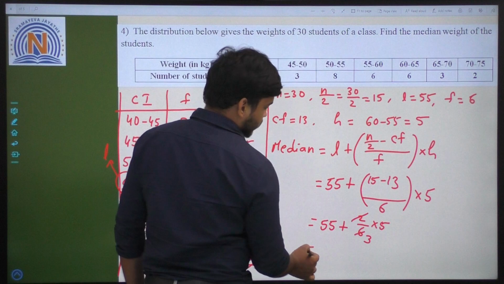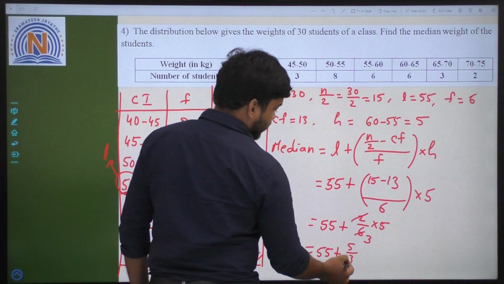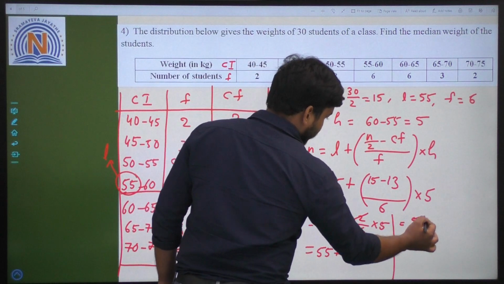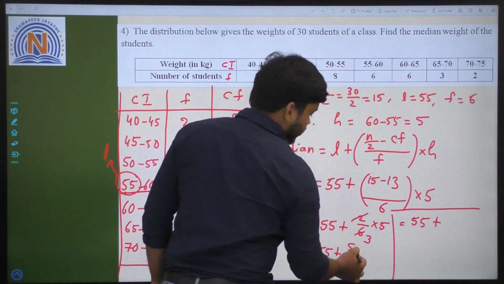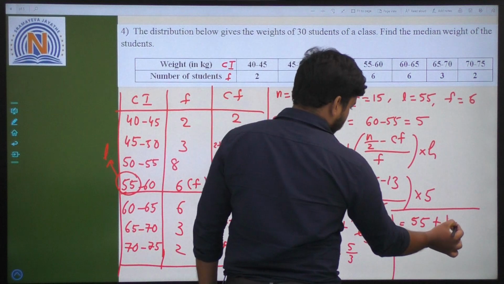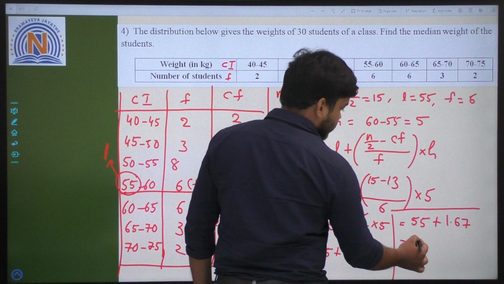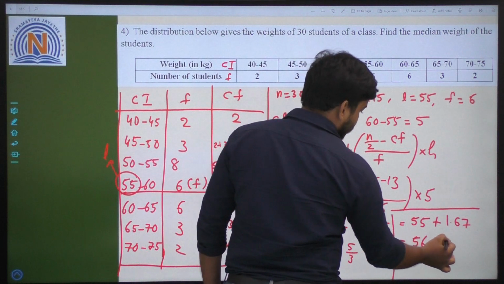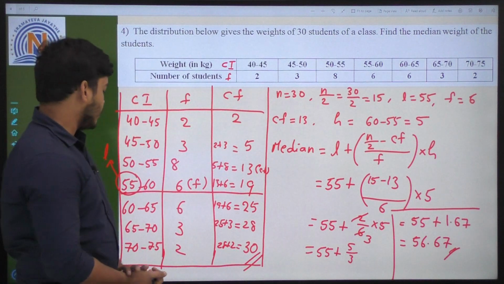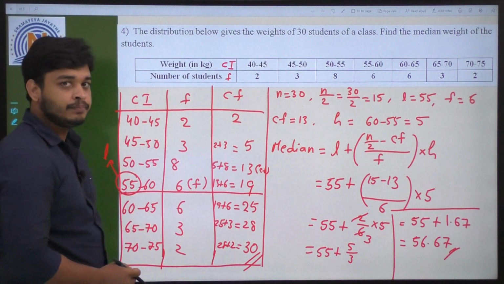So 55 plus (15 minus 13) by 6 into 5, and 2 ones are 2, 2 threes are 6. So 55 plus 5 by 3. Approximately, 5 by 3 is 1.67 we are getting. So 55 plus 1.67 is 56.67. That is the median weight of a person. Now the next problem.